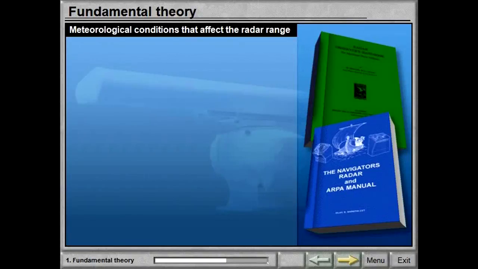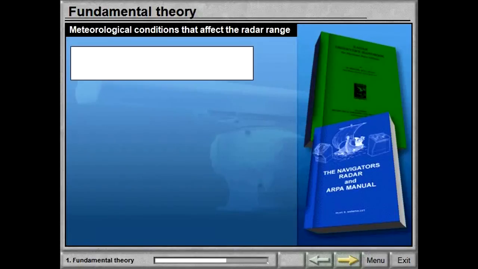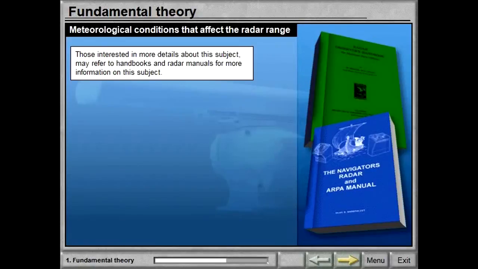Those who have operated radar for some time realise that sea and rain can considerably disturb the radar picture. These disturbances can be quite serious, but are easily detected. Disturbances not readily identifiable are more serious, however. These phenomena have become well known during the last 2 or 3 decades. Therefore, only a brief overview will be given here. Those interested in more details about this subject may refer to handbooks and radar manuals for more information on this subject.